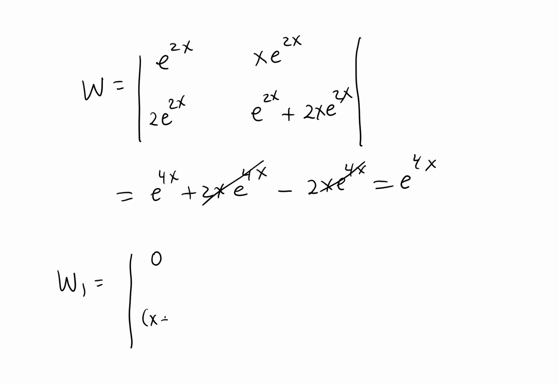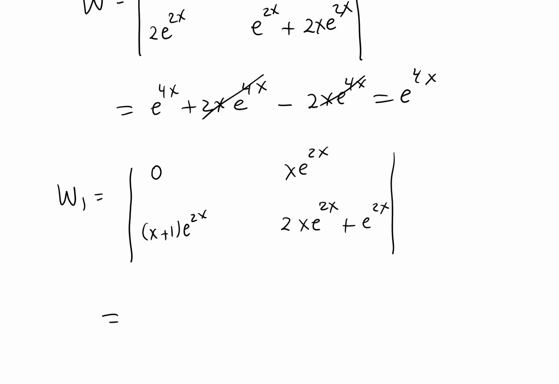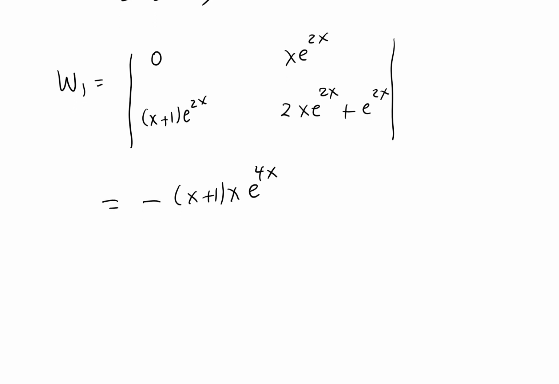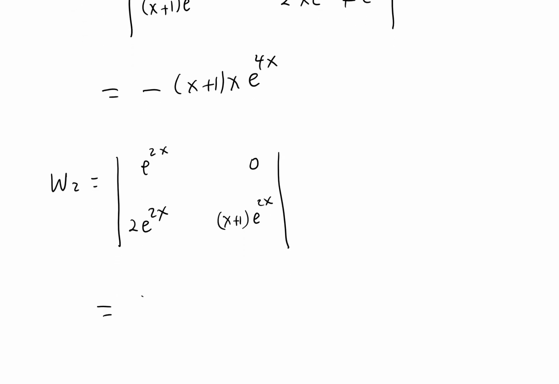We need to find w1. 0 and the function on the right side, which was this. And here this stays the same, and we found its derivative, 2x e to the 2x plus e to the 2x. If you multiply that out, this will go to 0, so that will give us negative (x plus 1) times x e to the 4x, as you add the exponents. And for w2, keep e to the 2x the same, replace this with 0 and the function (x plus 1) e to the 2x, and the derivative of this is 2e to the 2x. Cross multiply, that'll give us (x plus 1) e to the 4x.